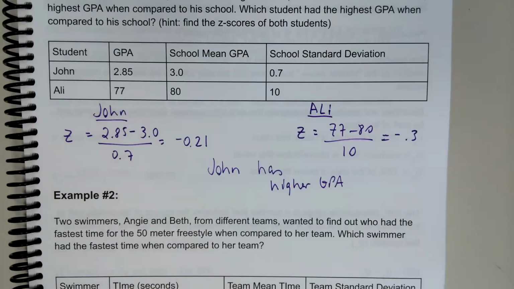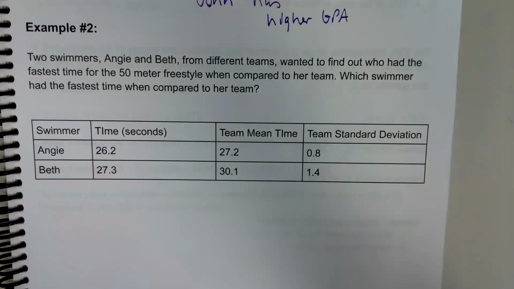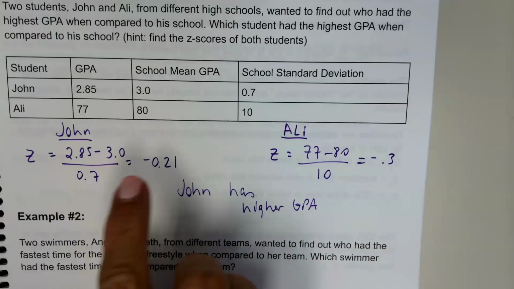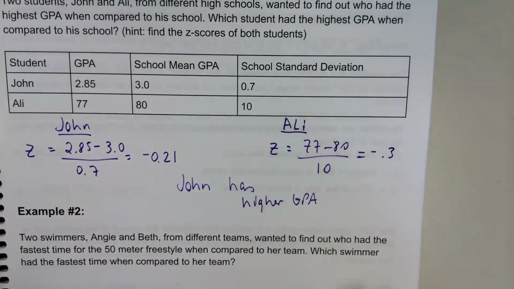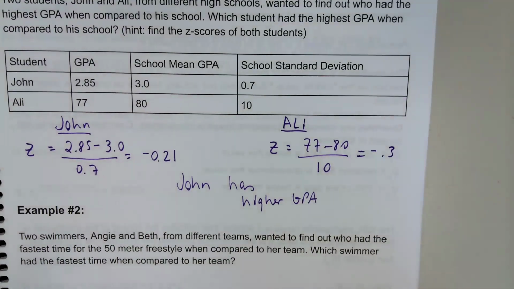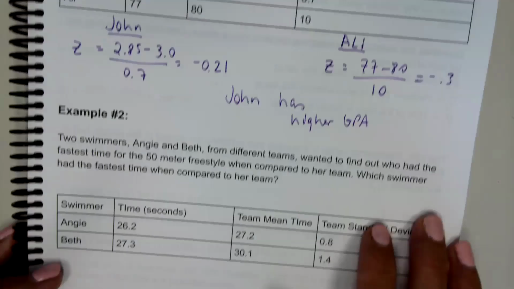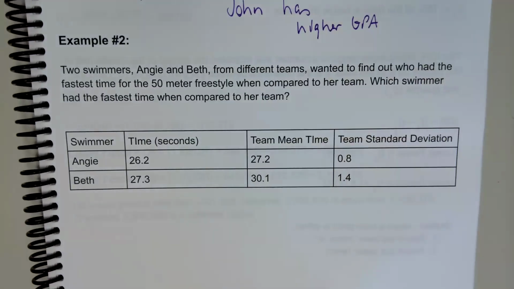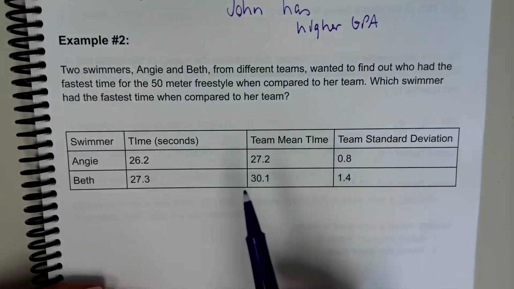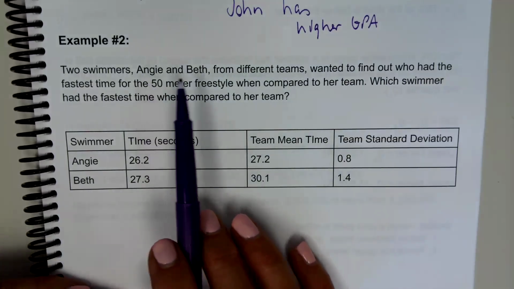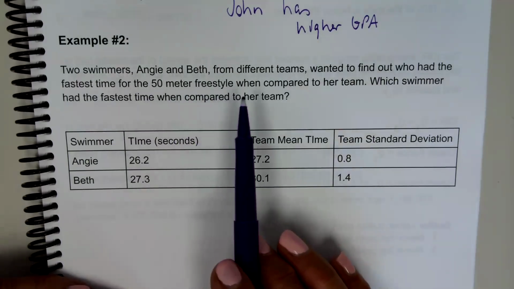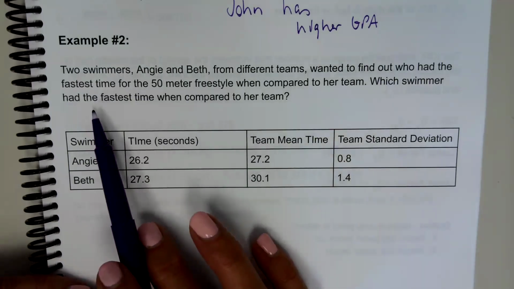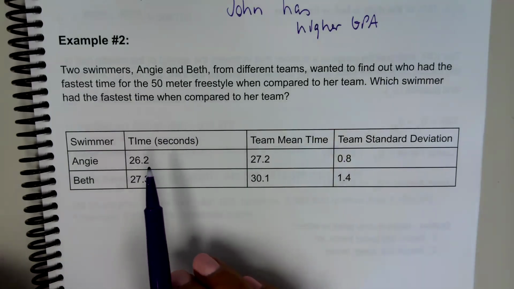Let's look at the next example, which is looking at swim times. So when you're looking at GPAs, you want to have a higher GPA. That means you're smarter, or you're studying harder in school. You're performing better in school. When we're looking at swim times, you want to have a lower swim time. That means you're faster. So it says 2 swimmers, Angie and Beth, from different teams, wanted to find out who had the fastest time for the 50-meter freestyle when compared to her team. Which swimmer had the fastest time when compared to her team?